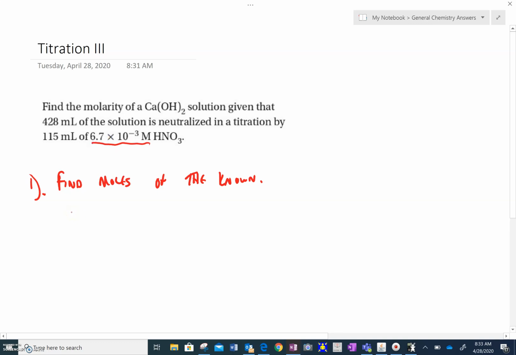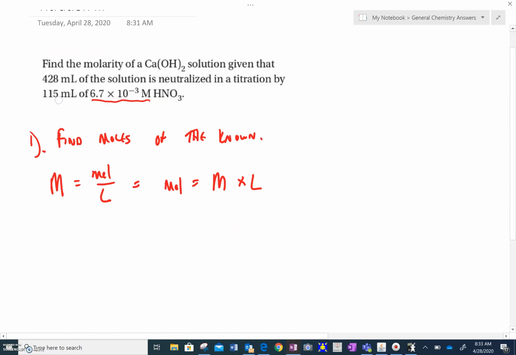So we know that HNO3, which is a regular old acid with one H plus, has a concentration of 6.7 times 10 to the minus third molar. So we're going to take our equation for molarity from chapter 12, right? You remember this one, molarity is equal to moles over liters. And we're going to flip this around to find moles. It's equal to molarity times liters. Well, we know the molarity, 6.7 times 10 to the minus third molar. And we're going to take this 115 milliliters and get it into liters.